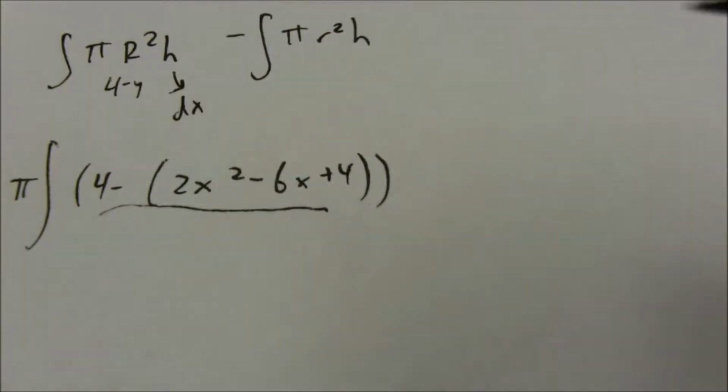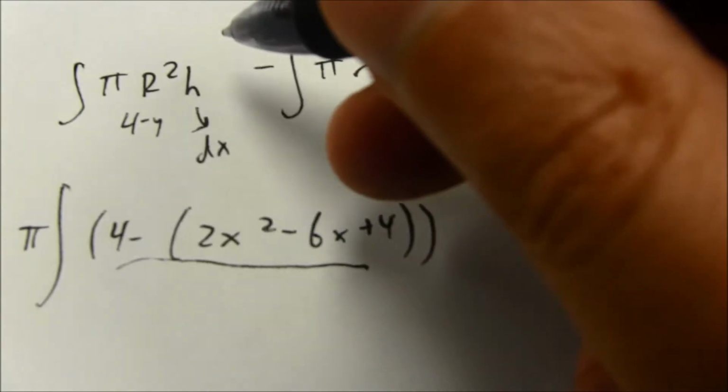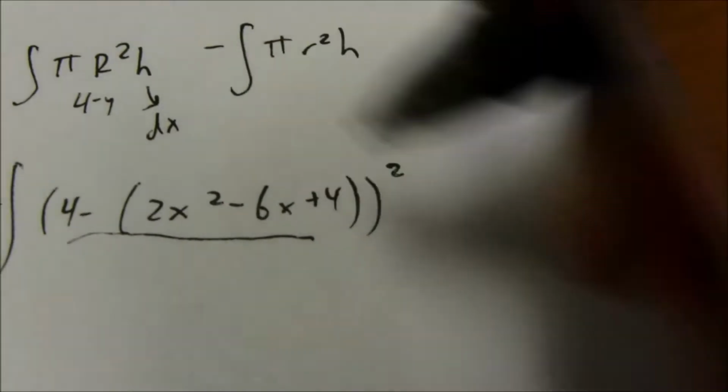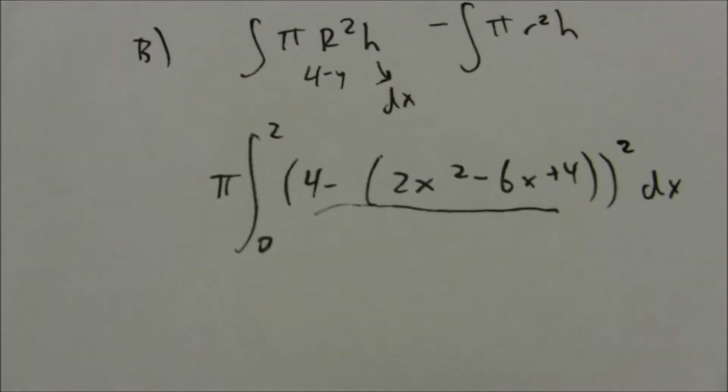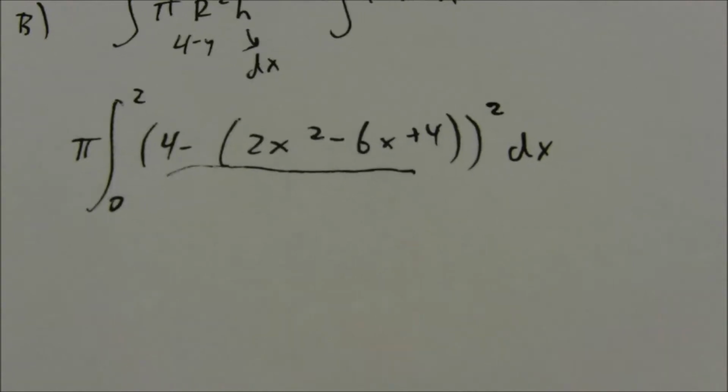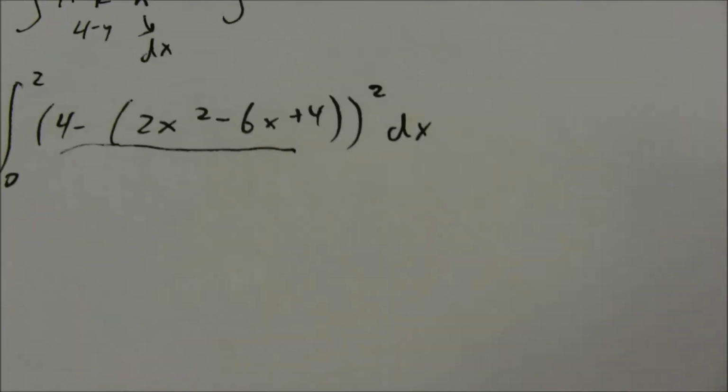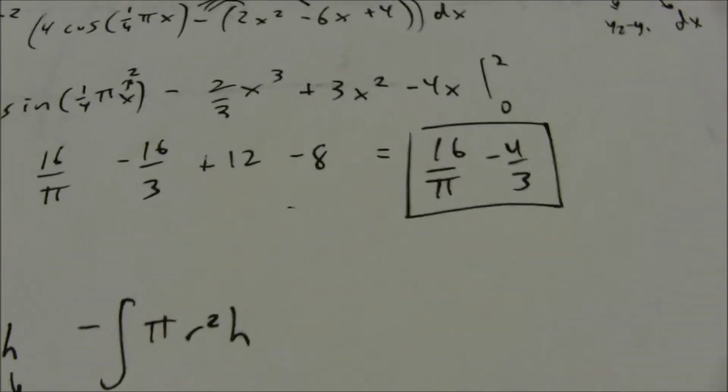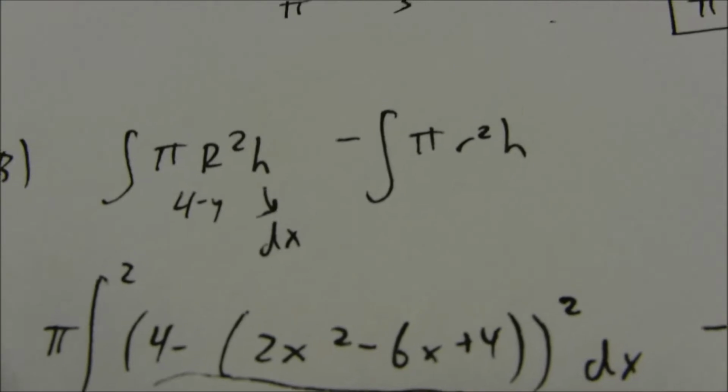Okay, the whole radius, that whole thing, is being squared according to the formula, and then multiplied by dx. The x values go from 0 to 2. Okay, so that's our outer volume. We're now going to subtract the inner volume, and that's going to be pi little r squared h, and that's basically going to set up the same way.